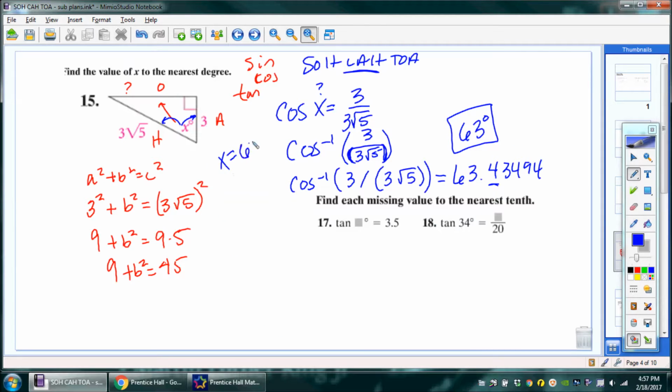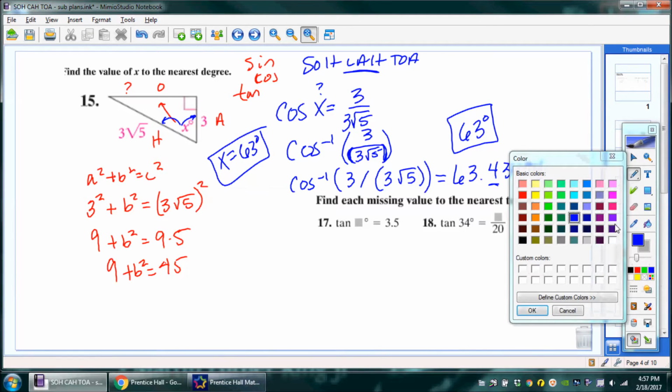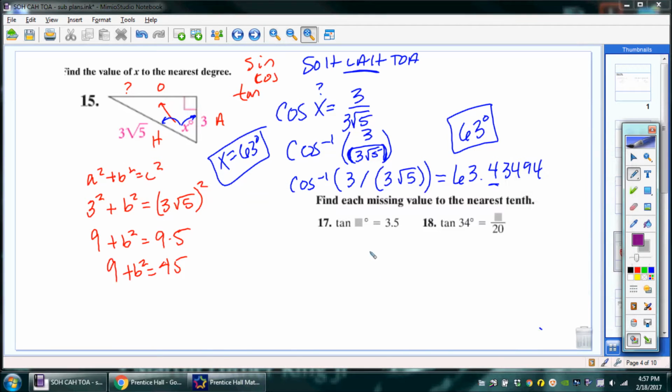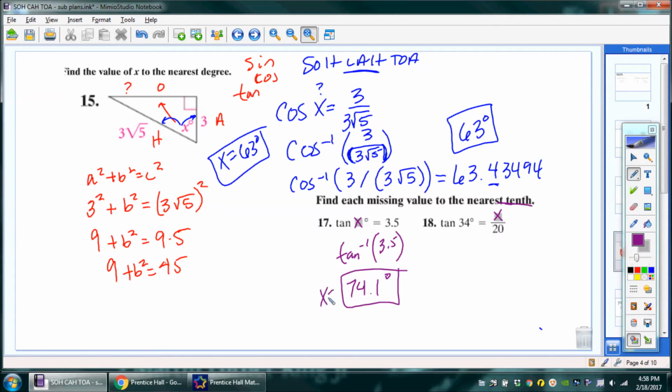X equals 63 degrees. For 17 and 18, nothing new. You're just trying to figure out this gray box. So I'm just going to put X there. So you're trying to find a degree here. So do the inverse tan of 3.5. I mean, we're used to having a fraction there. All they did was take the fraction and reduce it down to a decimal. So the inverse tan of 3.5 to the nearest tenth it's asking me to. So 74.1 degrees would be the answer for 17.